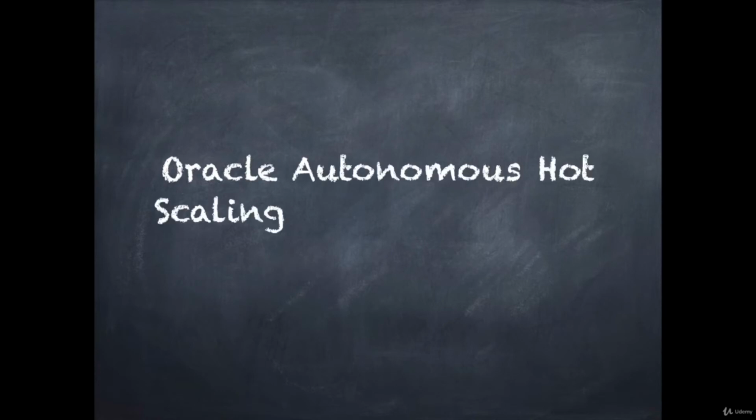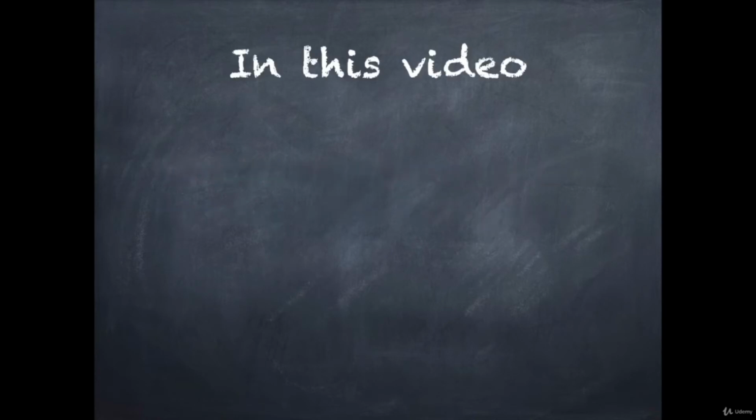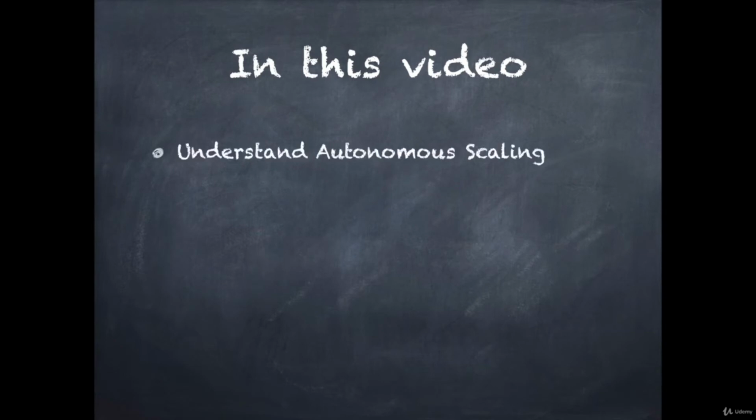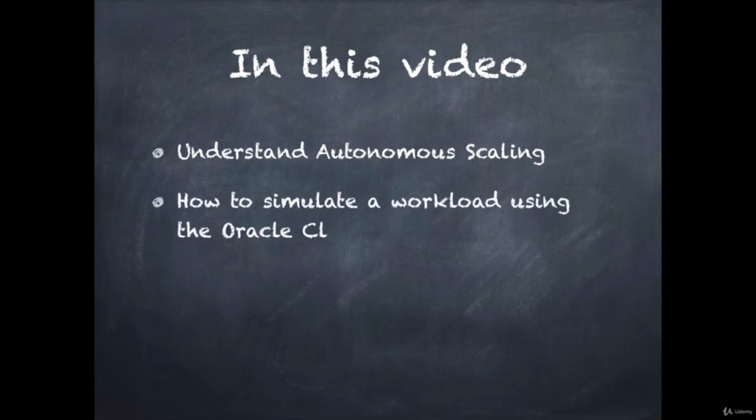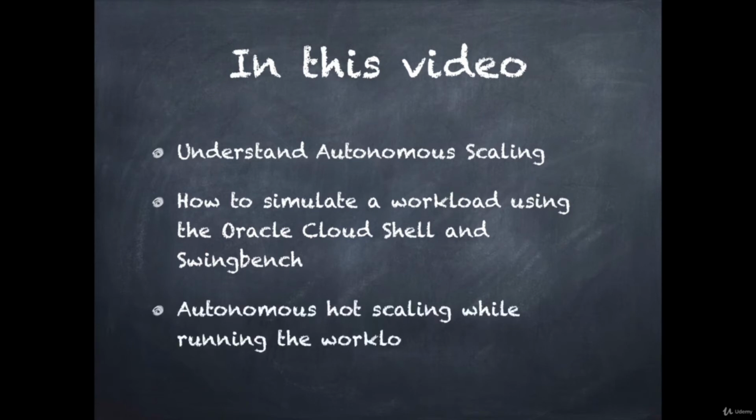Welcome to the video Oracle Autonomous Hot Scaling with SwingBench. In this video, we're going to learn how the autonomous database scales, increasing or decreasing the number of CPUs on demand. Then, we are going to simulate a workload using the Oracle Cloud Shell and the tool SwingBench. Finally, we're going to scale the autonomous database while running a workload generated by the SwingBench tool.